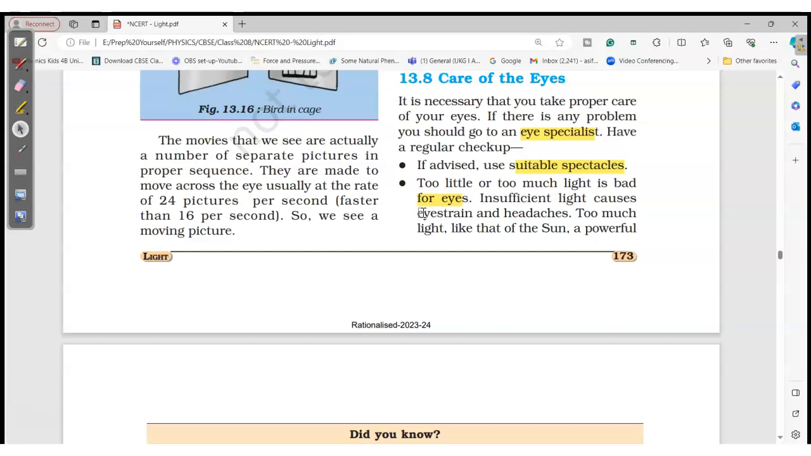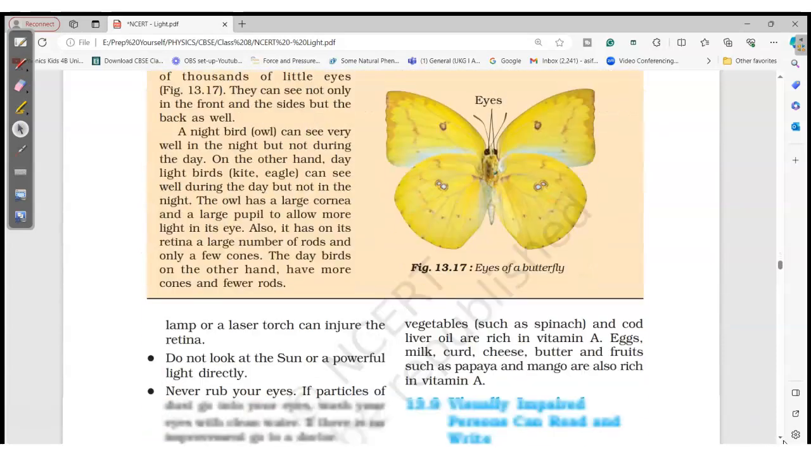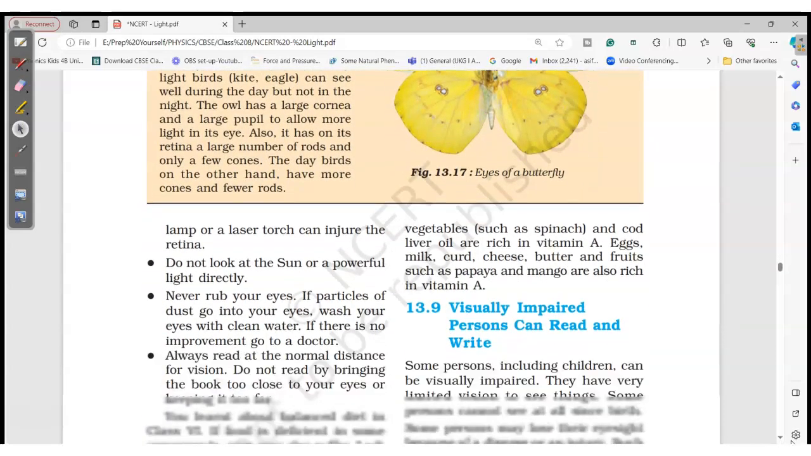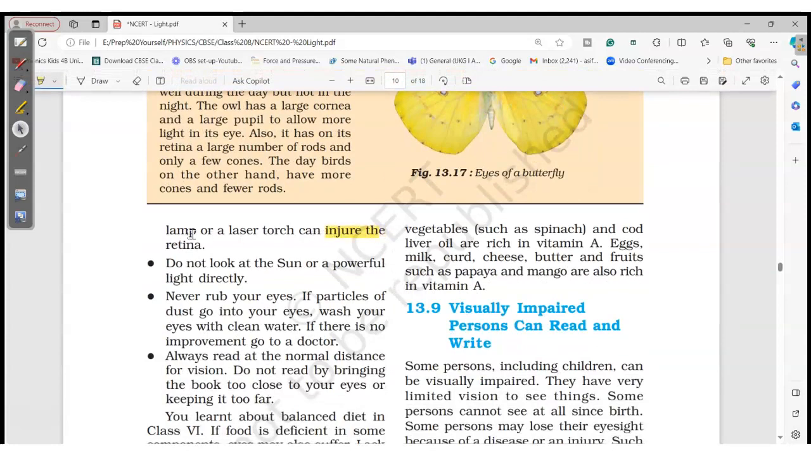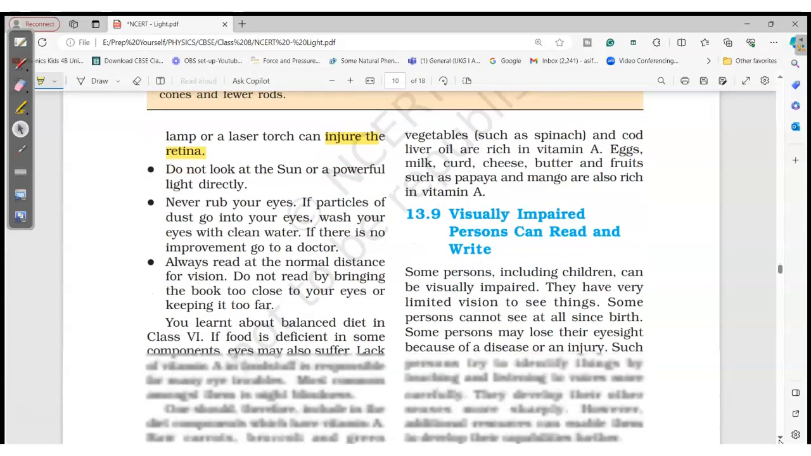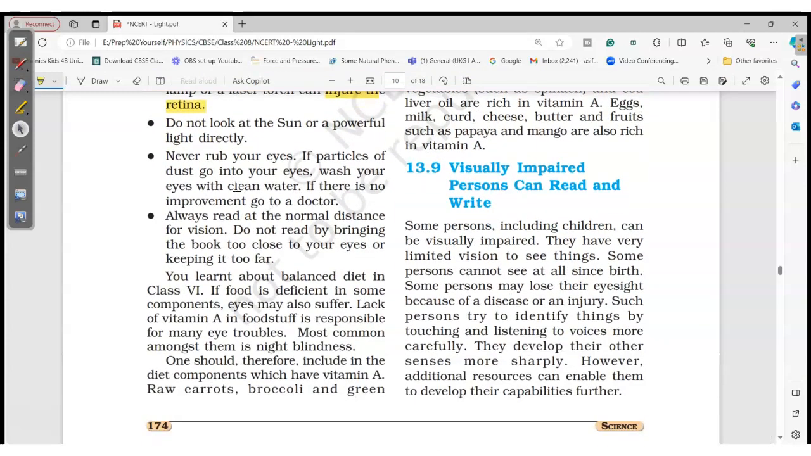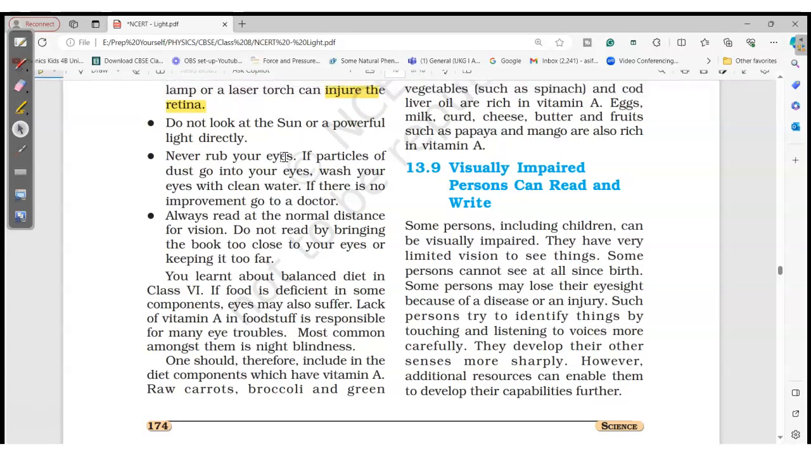Insufficient light causes eye strain and headache, and too much light like that of a sun, a powerful lamp or a laser torch can injure your retina. Do not look at the sun or powerful light directly. We should never look at them directly, right? Because they can damage our eye. Never rub your eyes. If some dust particle enters your eyes, just clean it with fresh water. Okay? Don't rub it. Just clean it with clean water.